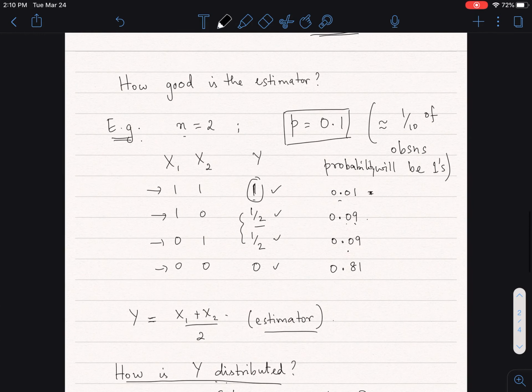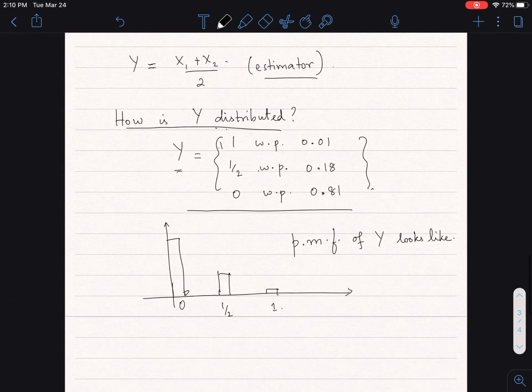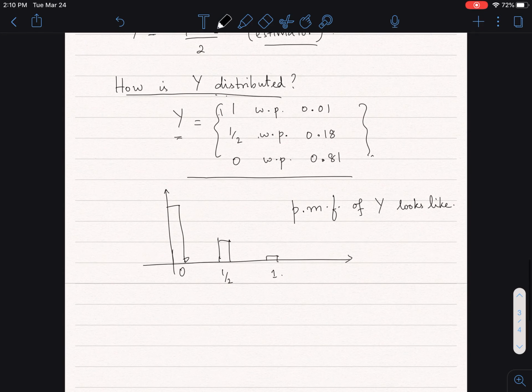Okay, so now, note that this, at least with n equals 2 and p equals 0.1, is a pretty lousy estimator, right? Because with a pretty high probability it is equal to 0, with like 0.81, and there the error is like 0.1, so the true p was 0.1, right? And this estimator is actually never equal to 0.1. Okay?